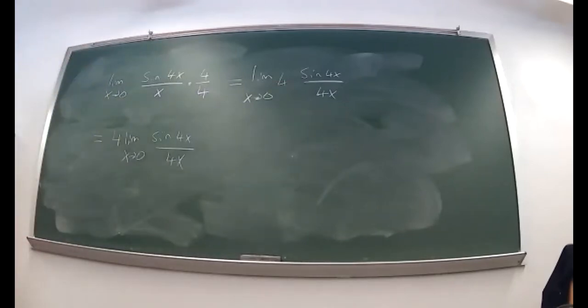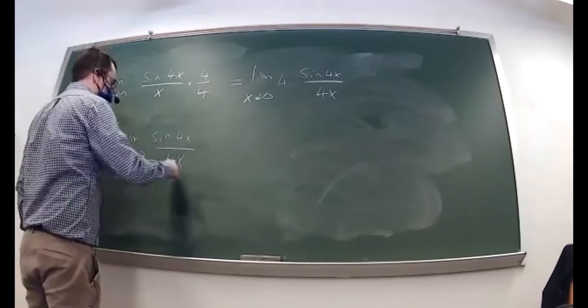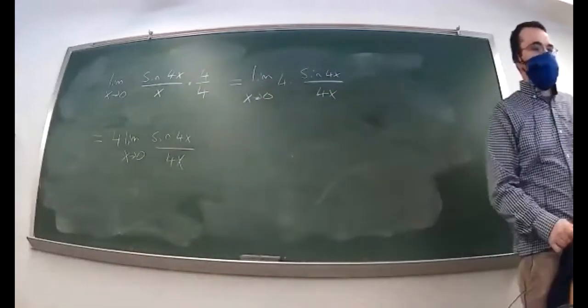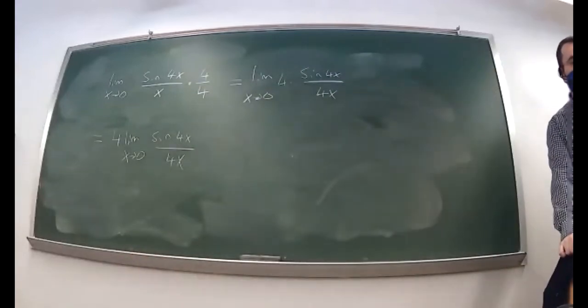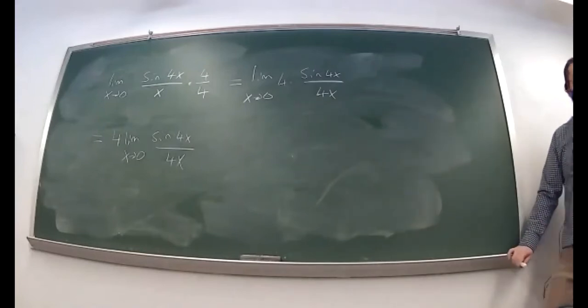So we've reduced the problem now to figuring out what's the limit as x goes to 0 of sine of 4x over 4x. And based on what you know so far, does anybody have a guess of what you expect that answer to be? What do you expect the limit as x goes to 0 of sine 4x over 4x to be, if you'd like to volunteer?